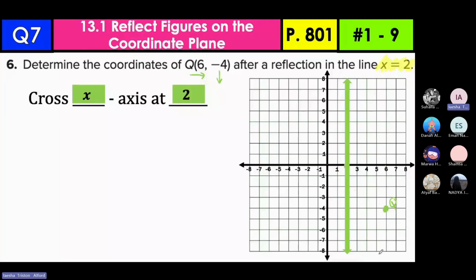This is Q. The Q is on the right side of the line. We need to move it to the left side. How far to the right is Q?